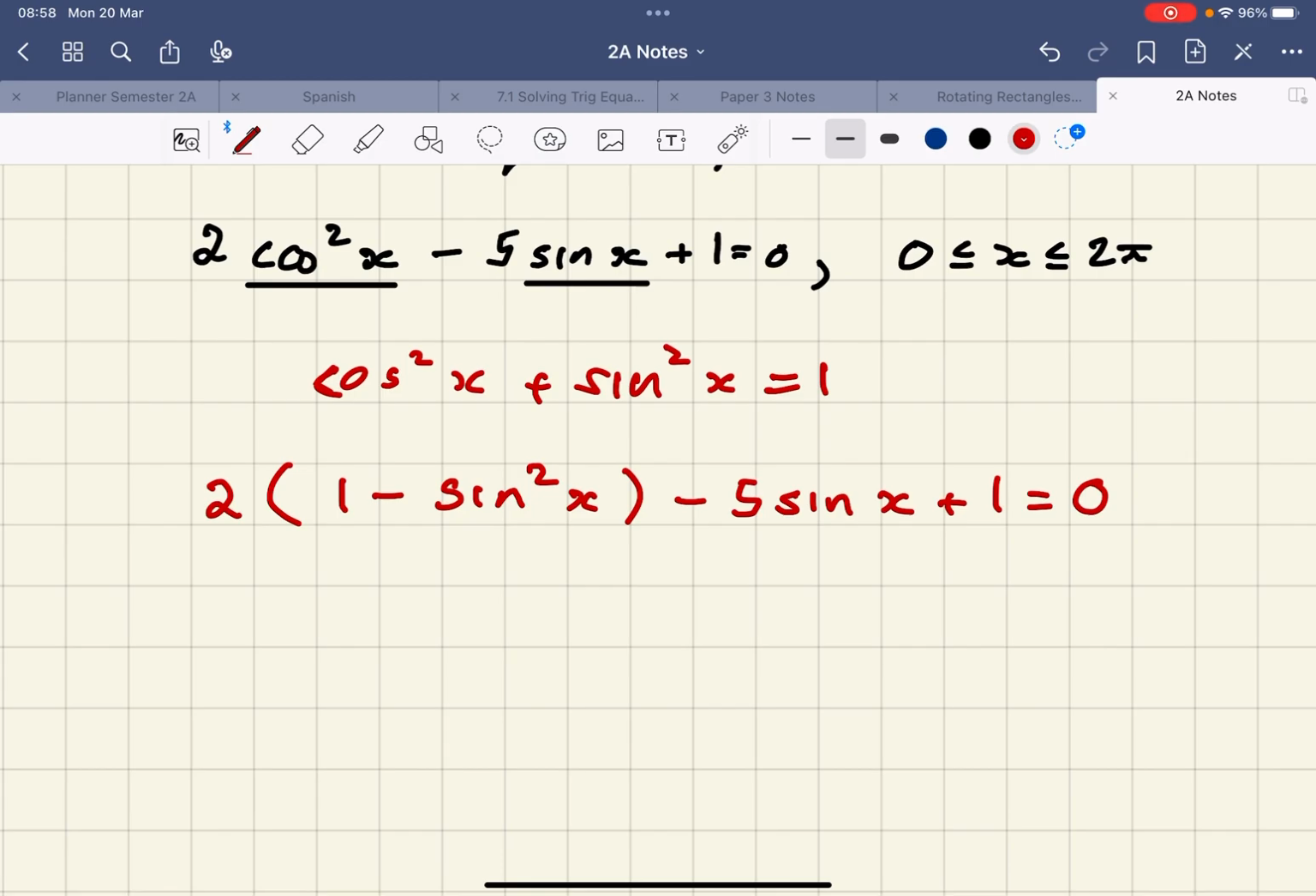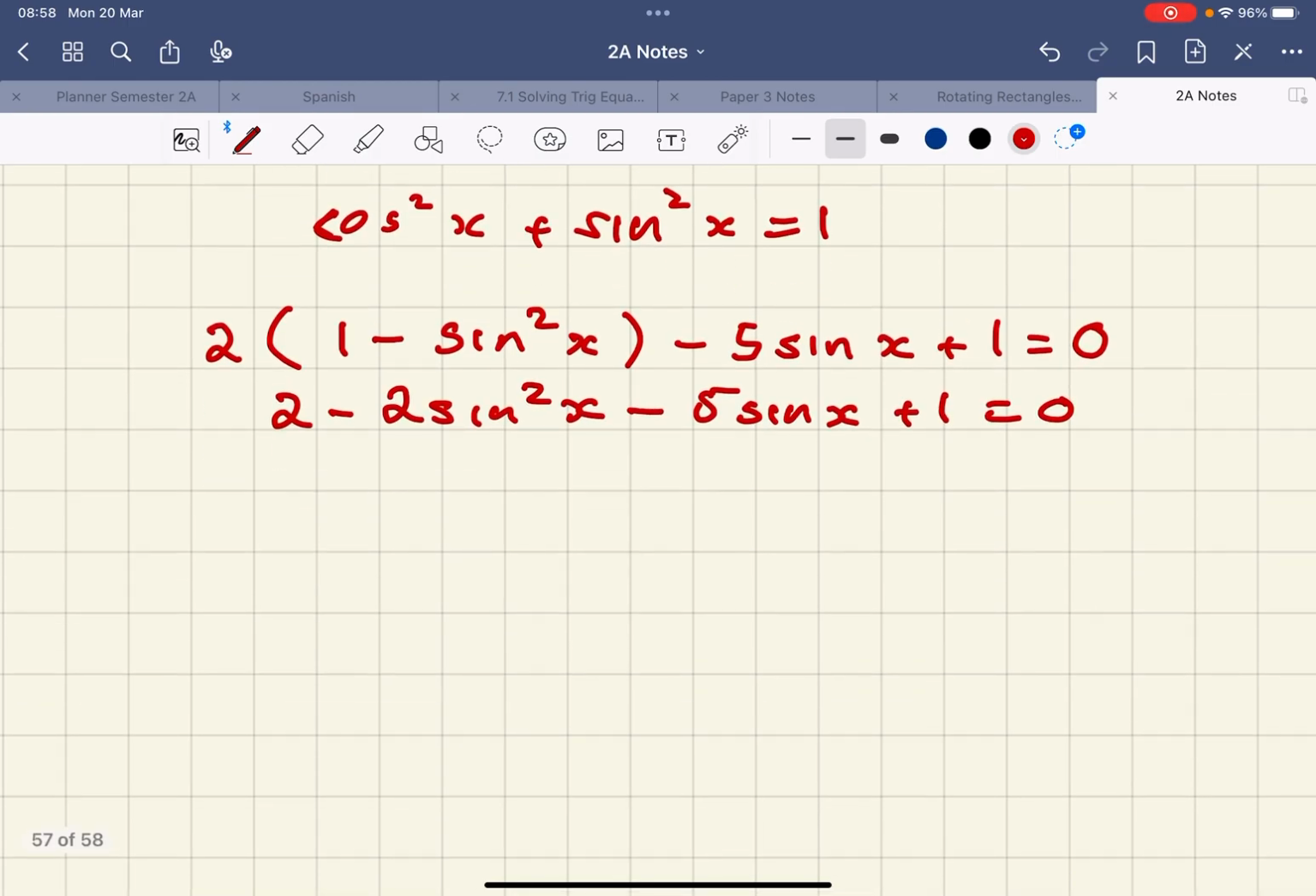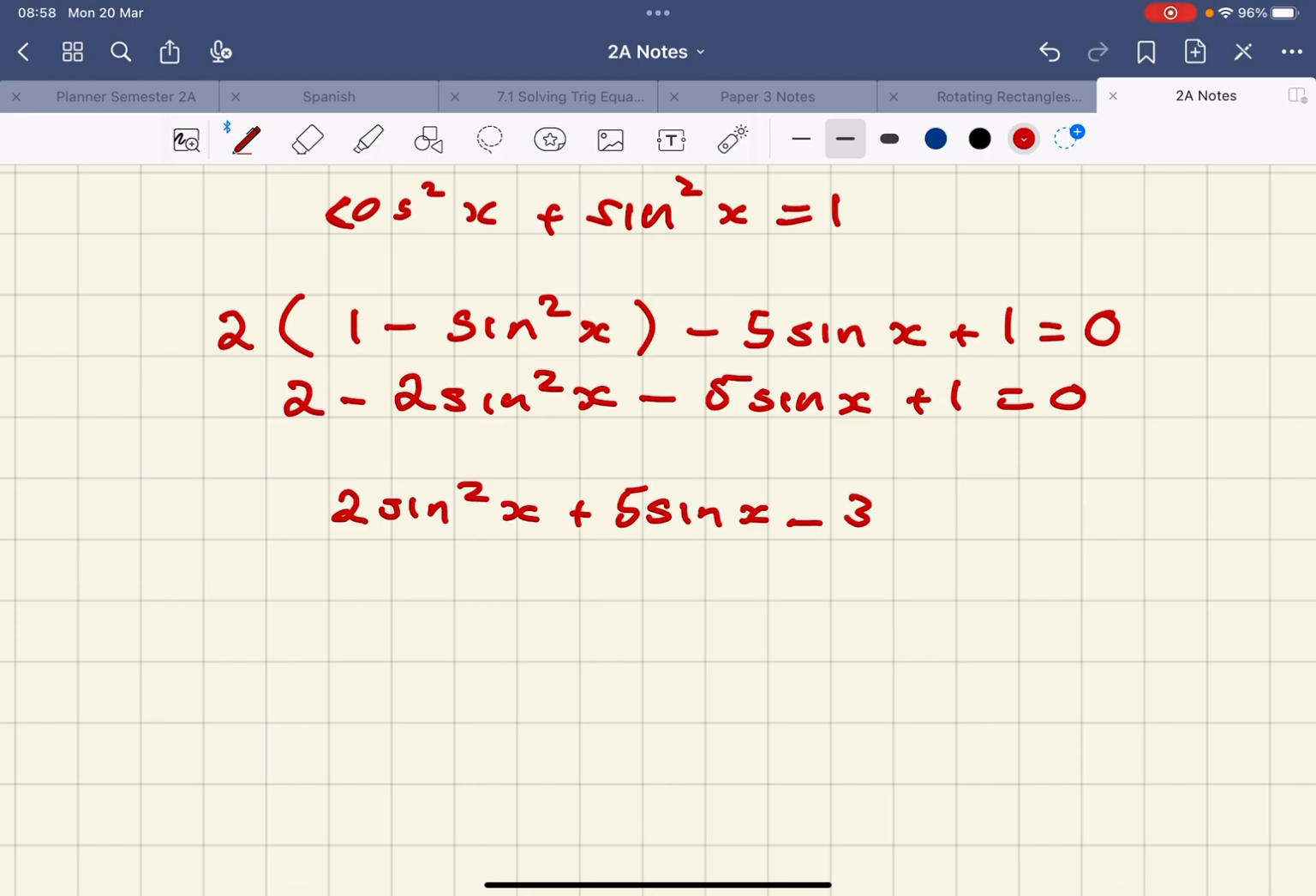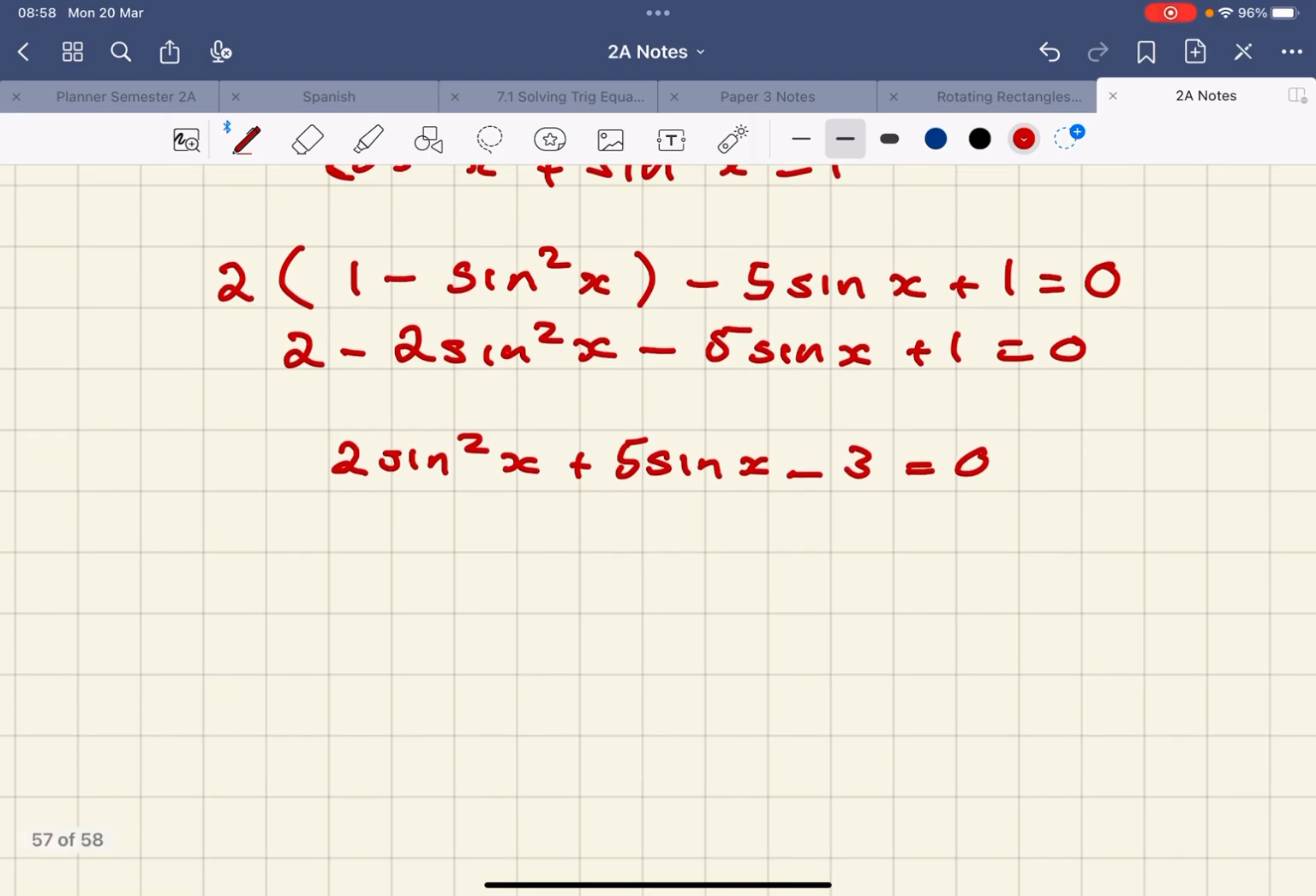When we expand that bracket, we have 2 minus 2 sine squared x minus 5 sine x plus 1 equals 0. This is my quadratic equation. I want to start my quadratic equation with a positive rather than negative. So that's very simple. We can just add that to both sides. Add 5 sine x to both sides. We've got a 2 and a 1, so that's obviously 3. Let's take that away from both sides and make it equal to 0. Now it's just a matter of figuring out the quadratic.